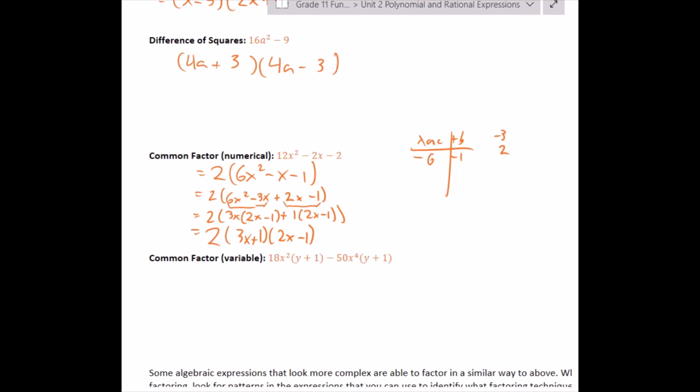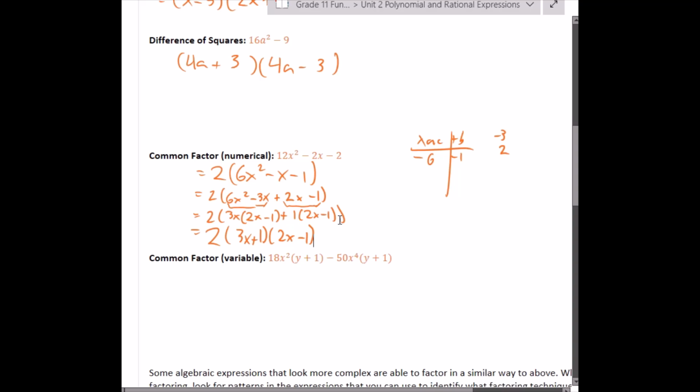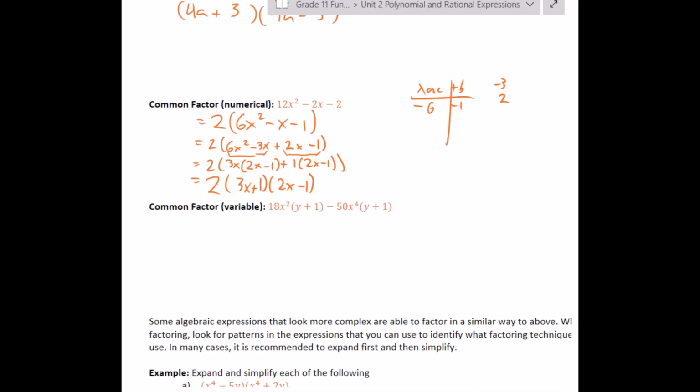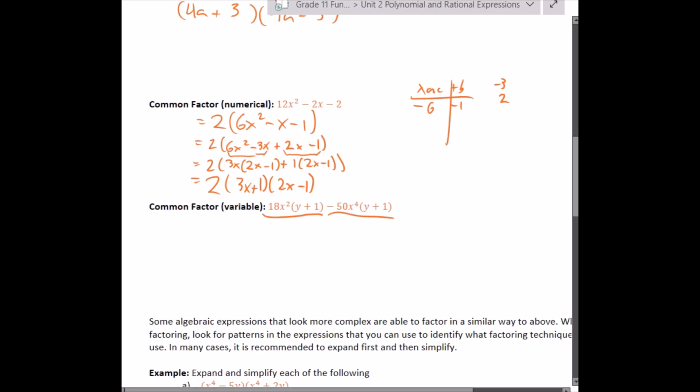And finally, we can have a common factor that is also a variable. This one can be a bit more difficult because it does look quite large, and can be quite ugly at times, but it is totally doable. So in this particular case, we have 18x squared times y plus 1 minus 50x to the power 4 times y plus 1. First things first, we notice we have two terms here, and both of them share a y plus 1. So we can factor out y plus 1 from both these terms.